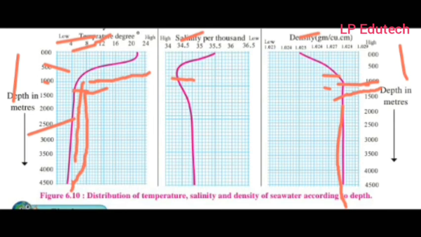However, the temperature affects the density more as compared to the salinity. So, temperature affects density more as compared to the salinity. If the temperature is less, then the density is more despite less salinity. So, that is the correlation.